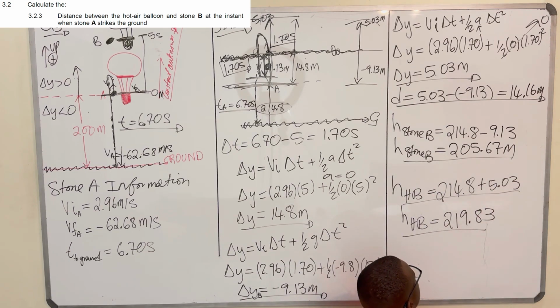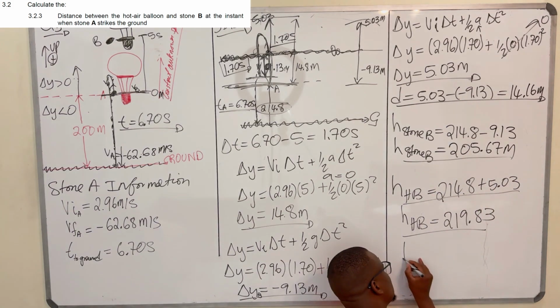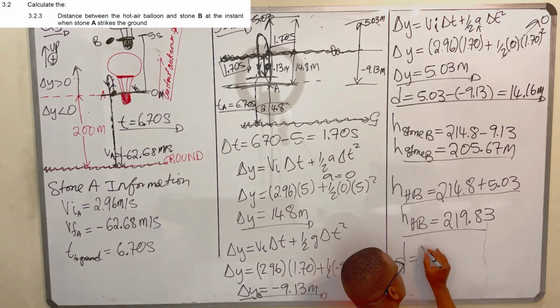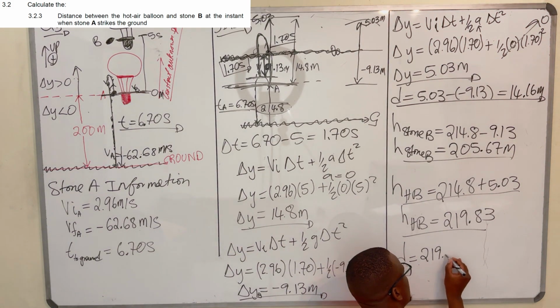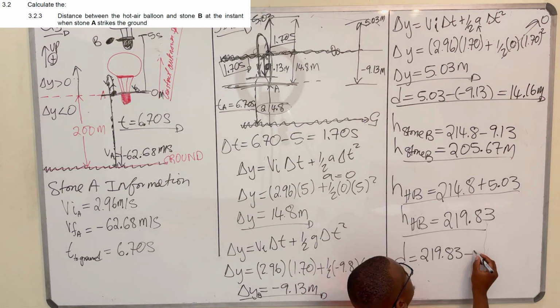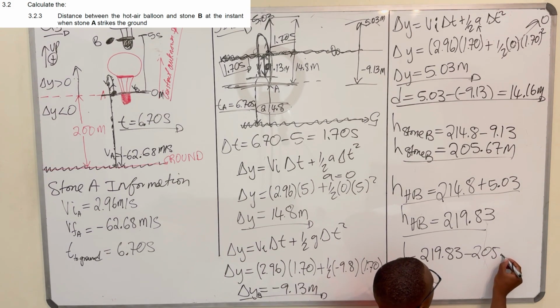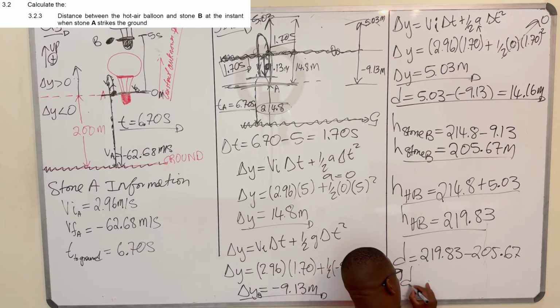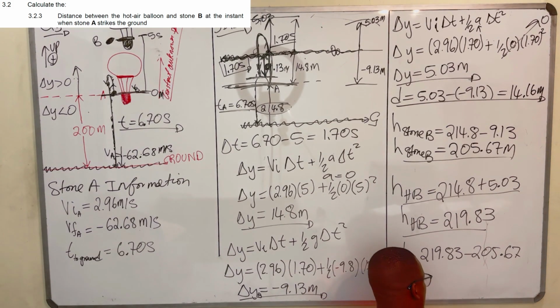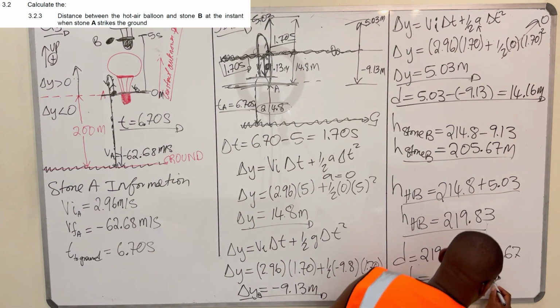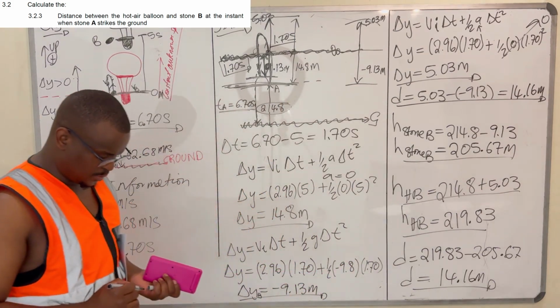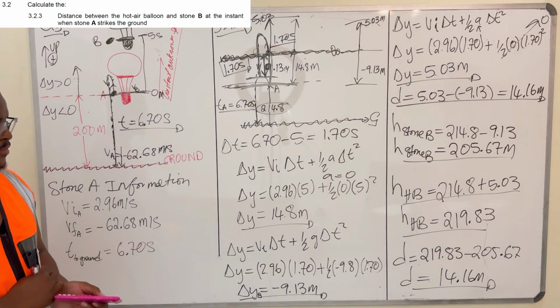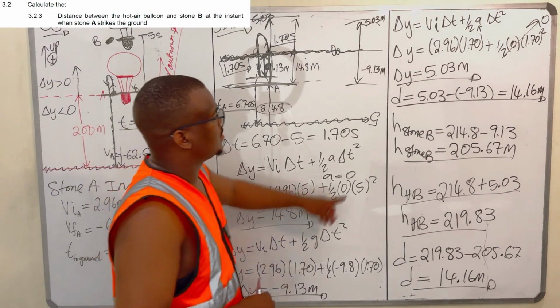Both of them are measured from the ground. So if you want the distance between them, it would be the height 219.83 minus 205.67. So your distance between them is the answer to this, which is 14.16 meters. That is the distance between the two things, which is the same as that one.